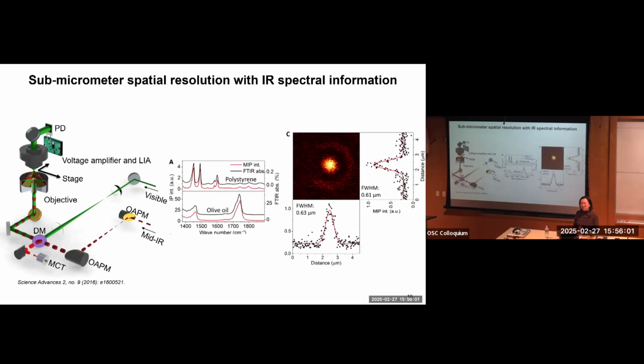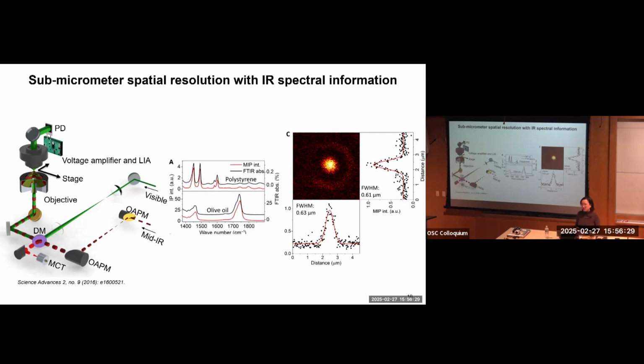So as a spectroscopy measurement, we first want to demonstrate that MIP can achieve high spectral fidelity. Using two samples, one is polystyrene, another is olive oil, we test the spectral performance of our MIP, and we also compare it with the FTIR absorption spectrum, which is a gold standard in the IR absorption field. So you can see these two overlap pretty well, which means that we indeed can maintain the IR information.